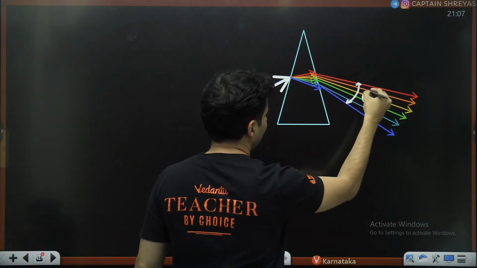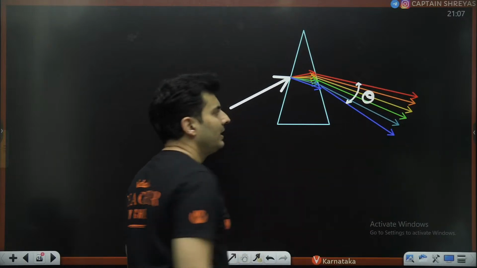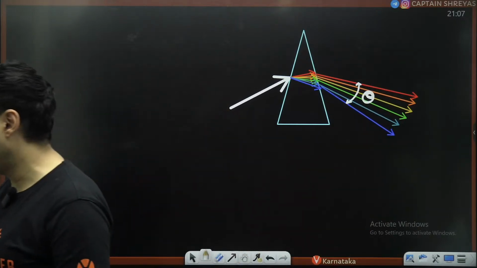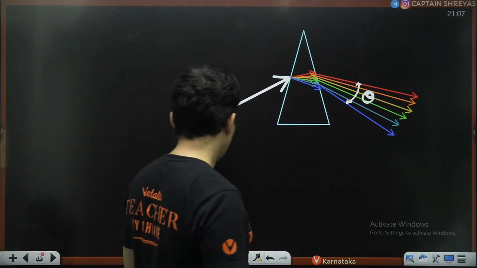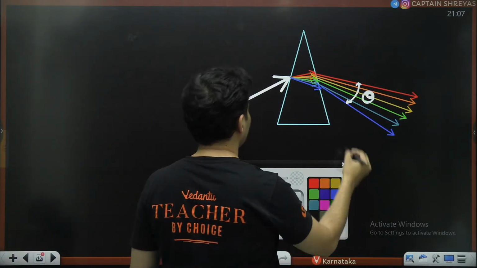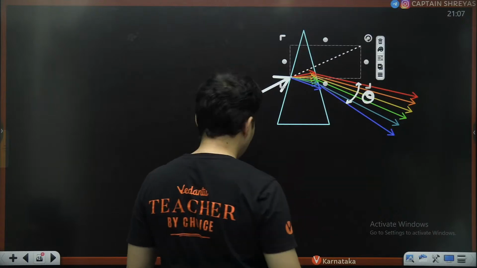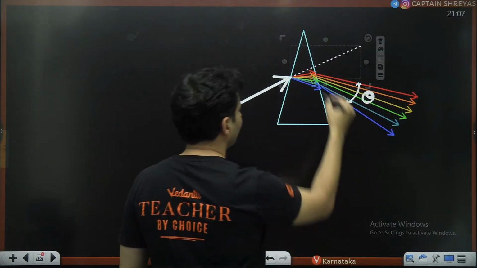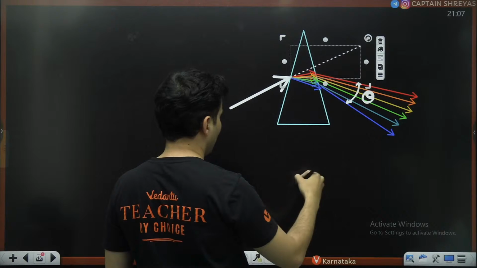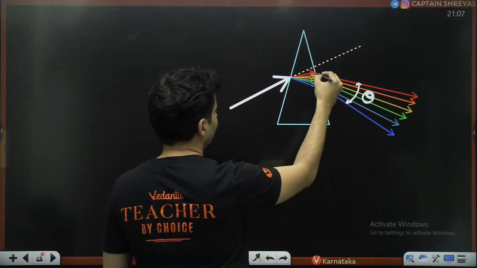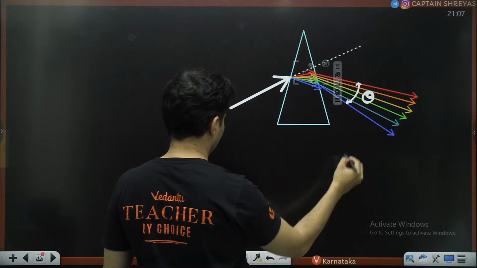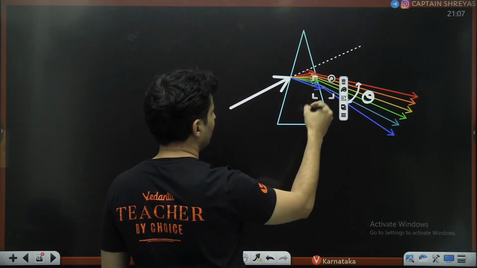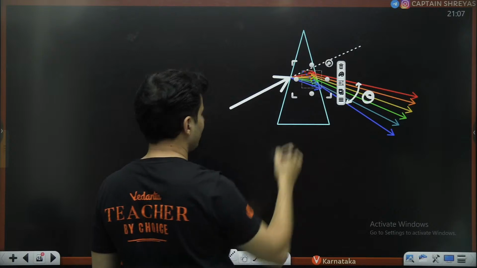Let's say I call it theta. How do I find theta? Think about it. I have a brilliant idea. See, I know the incident light is going like this. If the red light is extended backwards, it will meet over here. The violet light extended backwards will probably go over here.